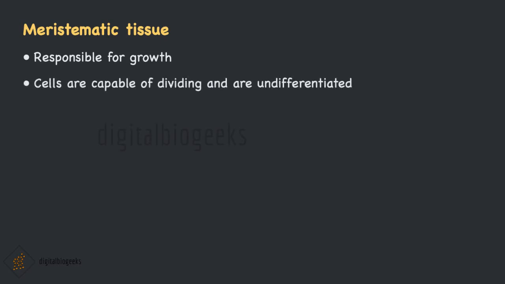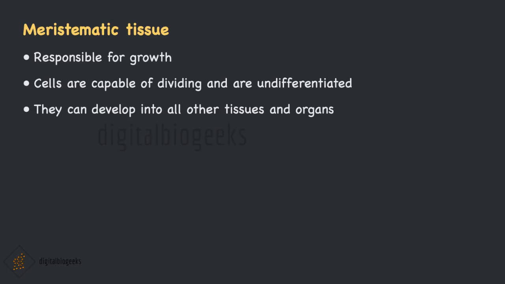Meristematic tissues are responsible for growth in plants. Cells in these tissues are capable of dividing and forming new cells throughout the life of plants. They are undifferentiated cells. That means they are not responsible for a particular function. They can develop into all the other tissues and organs in the plant. They have the potential to become any type of specialized cell. When these cells get differentiated, they lose the capacity to divide and they perform a specific function.